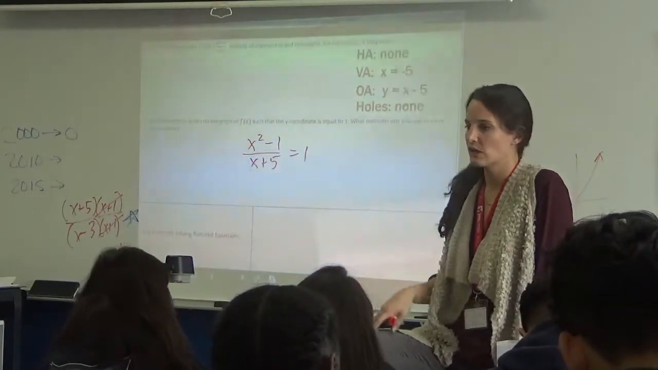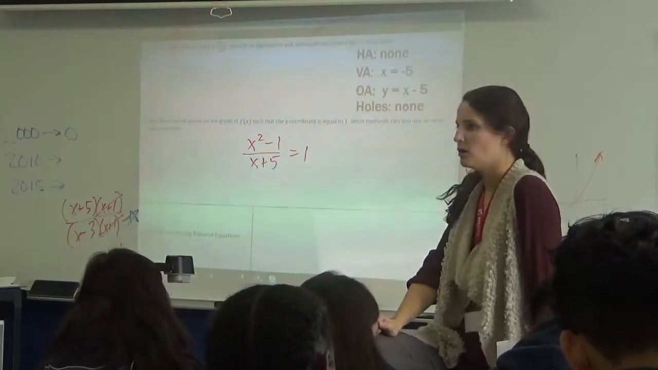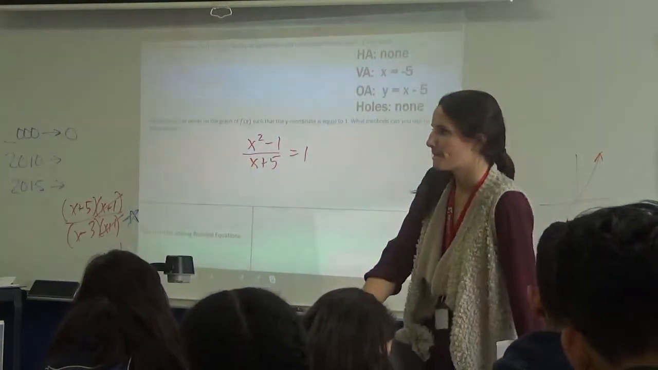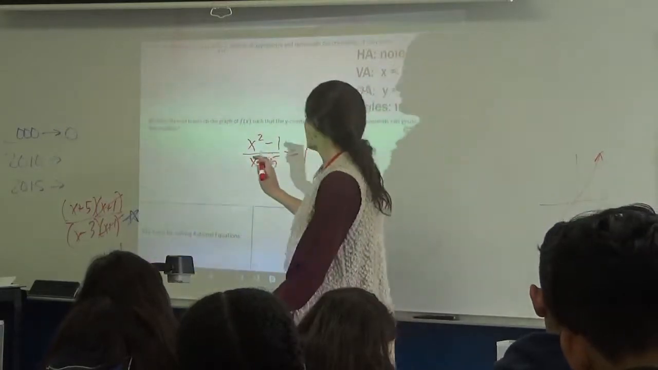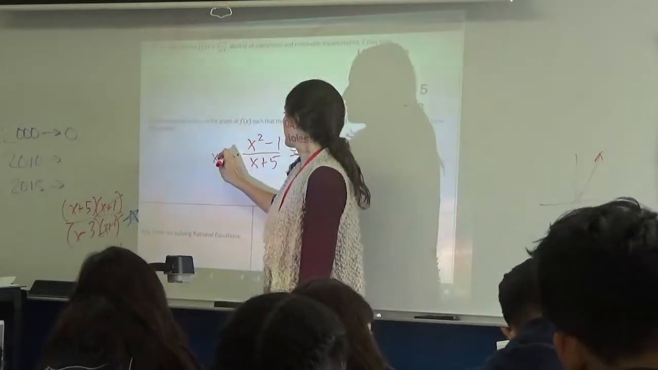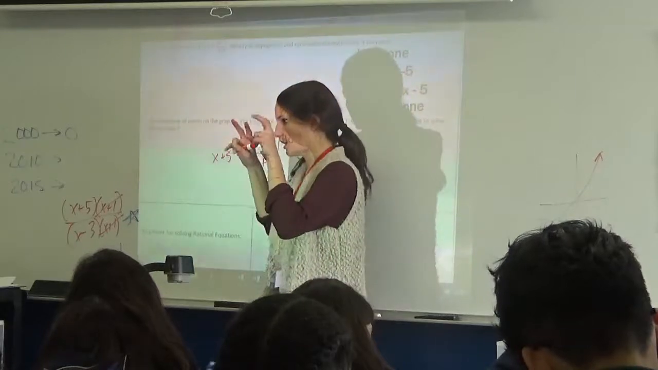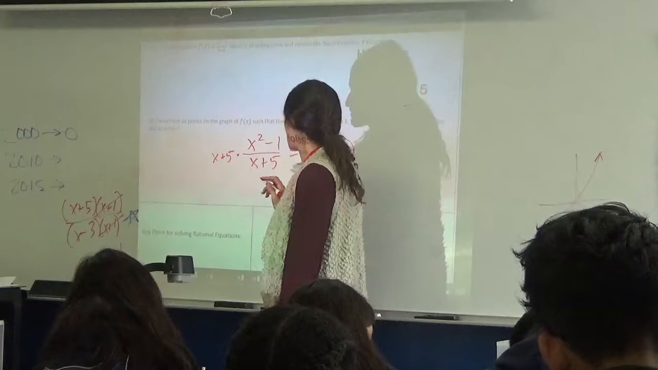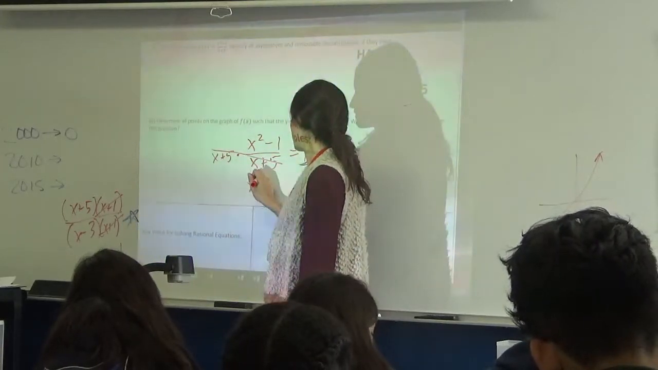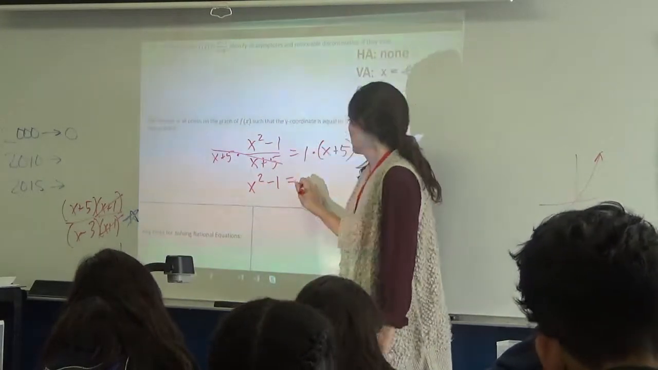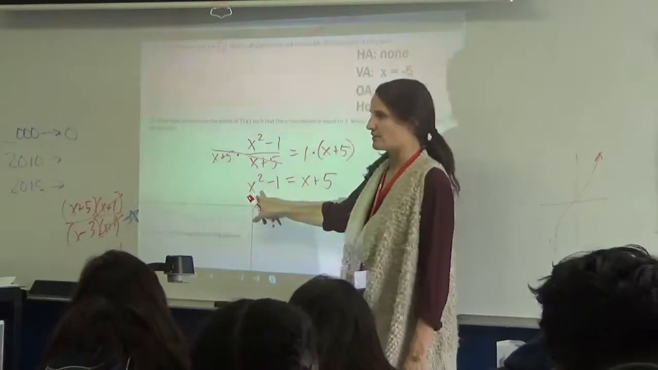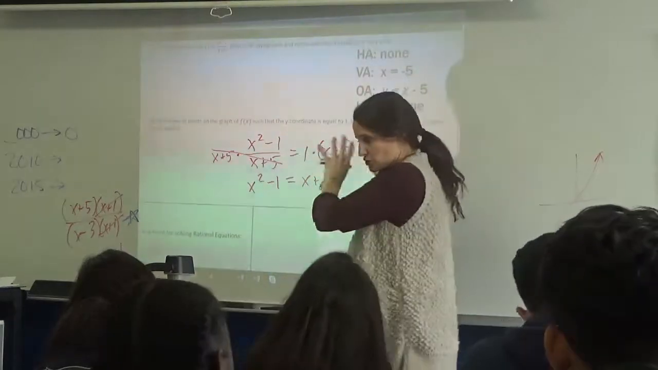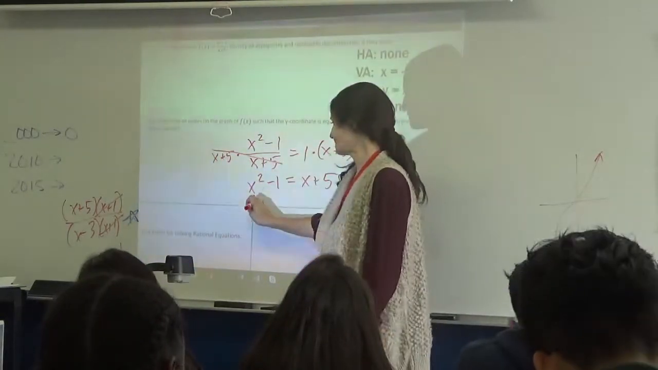So what thoughts do we have? Someone that got started with this, or even if you didn't, what could I do to start off solving this? Yeah, and what we're doing here is similar to before, where it's like we're multiplying times that common denominator on both sides. So this is going to cancel, and we have x squared minus 1 equals x plus 5. Since we have an x squared and an x, we're not going to be able to combine like terms. So we're just going to move everything to one side.